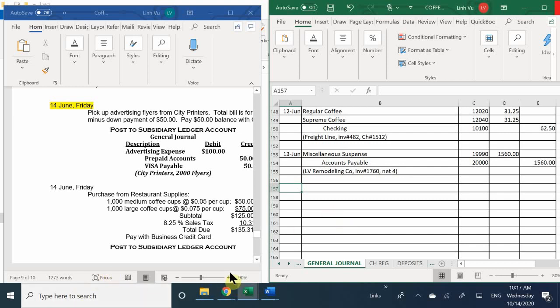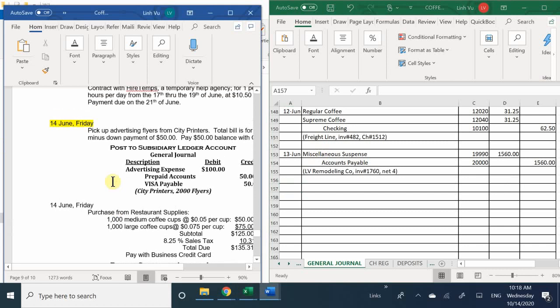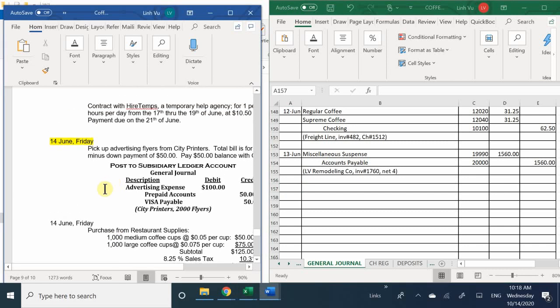Okay. With that being said, let's go ahead and get started. So, what happened on June 14? So, we just started here, June 14.